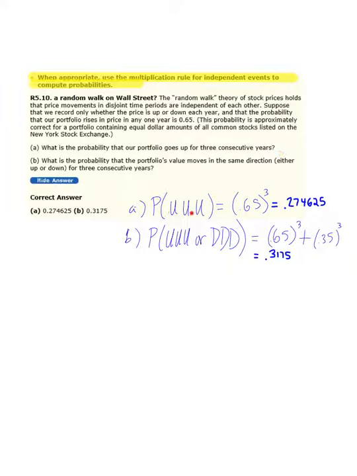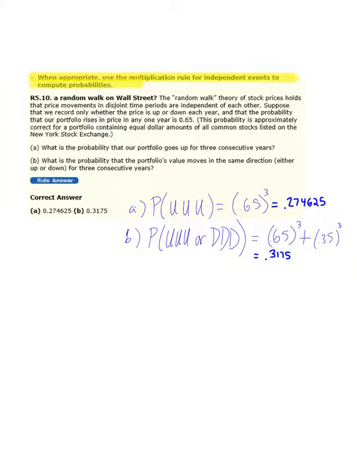So, as long as we're presuming that up, up, up for 3 consecutive years represents independent events, we can simply take 0.65 to the 3rd power and simplify that to 0.274.